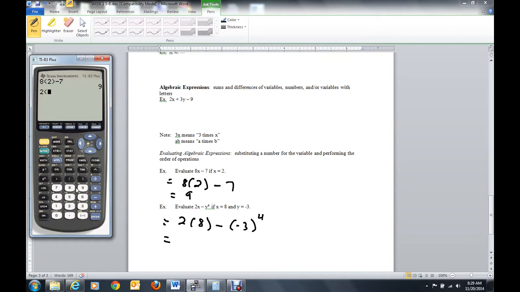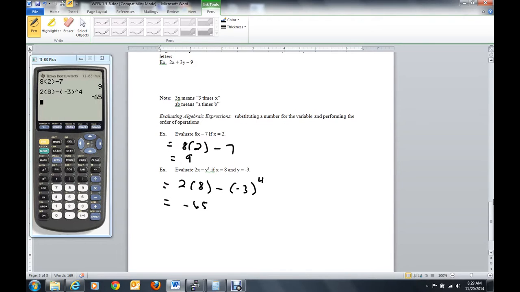So now I'm going to type it in just the way it's written. See that? And it gives me the answer of -65. And that's it.